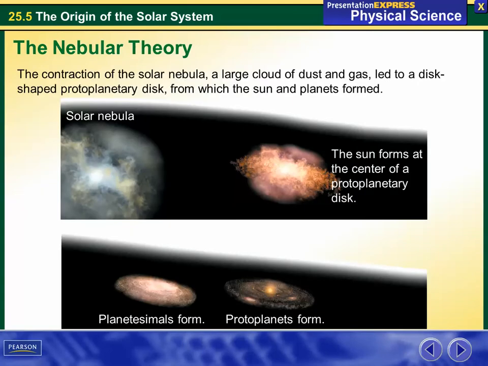So here is kind of, again, a little bit of a picture. It says the contraction of the solar nebula, which is a large cloud of dust and gas, led to a disk-shaped protoplanetary disk from which the sun and planets formed. So they're going to talk about that more here. Here's the solar nebula, a cloud of dust, and the sun can form at the center. Then there are things called planetesimals and things called protoplanets. This is almost like looking ahead, but these are some of the vocabulary terms we're going to need to know.